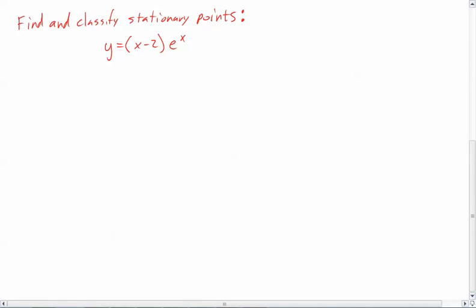All right, let's do some calculus with some exponentials, two of our favorite things mixed all together in one. So we're going to find and classify the stationary points of this expression, and we're going to attempt to do this without a calculator.